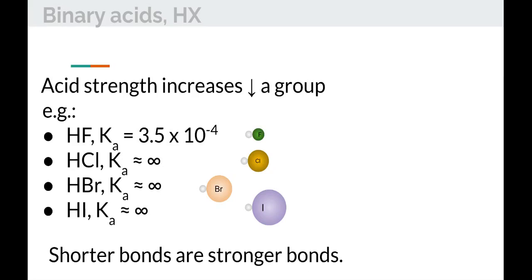The reason for this is because shorter bonds are stronger bonds. And if you look at the sizes of all of these nonmetals, fluorine is by far the smallest of them. And so that short bond puts the electron pair much closer to the two nuclei. The internuclear distance is pretty small, so that makes the bond stronger. It's much less likely to lose that proton than the other acids are.